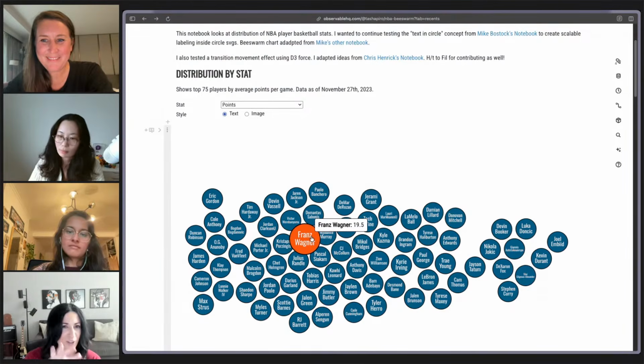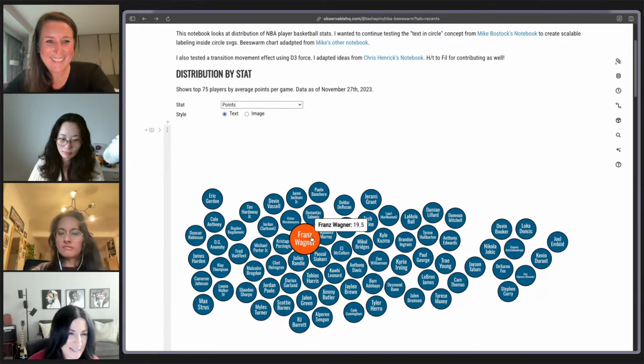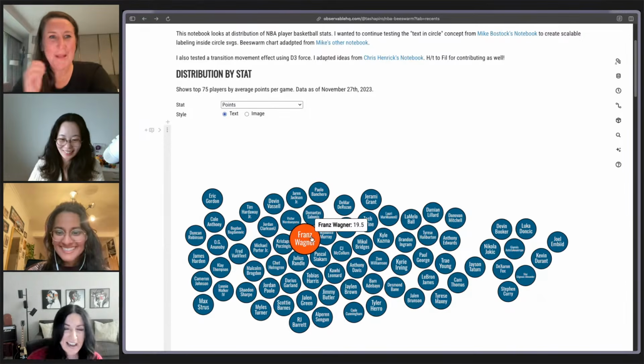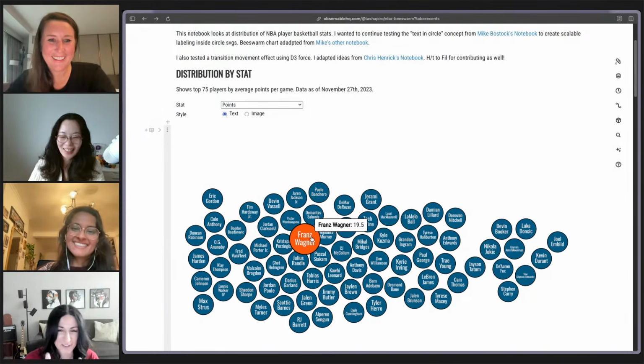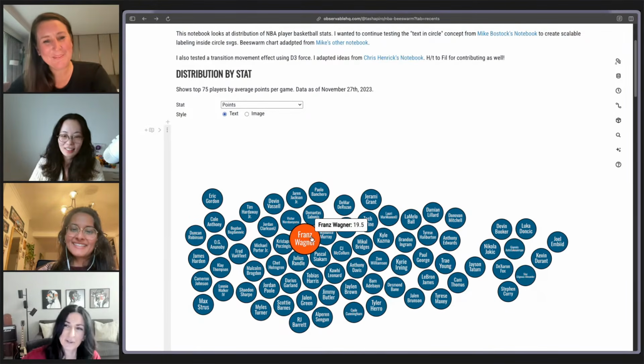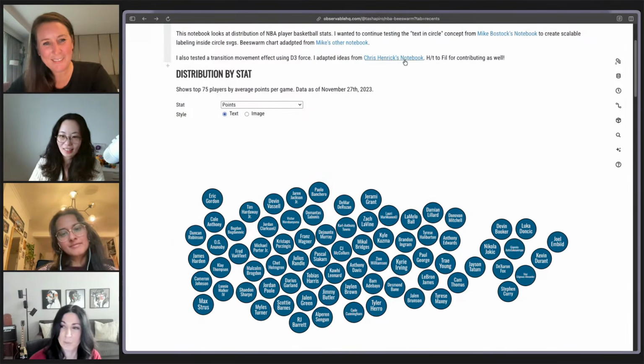Then underneath the hood, when I was examining his code, I was like, wow, there's a lot more math than I anticipated, with the line heights, trying to center it perfectly, and then scaling it with the font family that you're using. So it was a really humbling experience learning from Mike's code. And then I also learned from Chris Henrich's notebook about movement with beeswarm charts. I really wanted to try that out because I thought that was awesome.